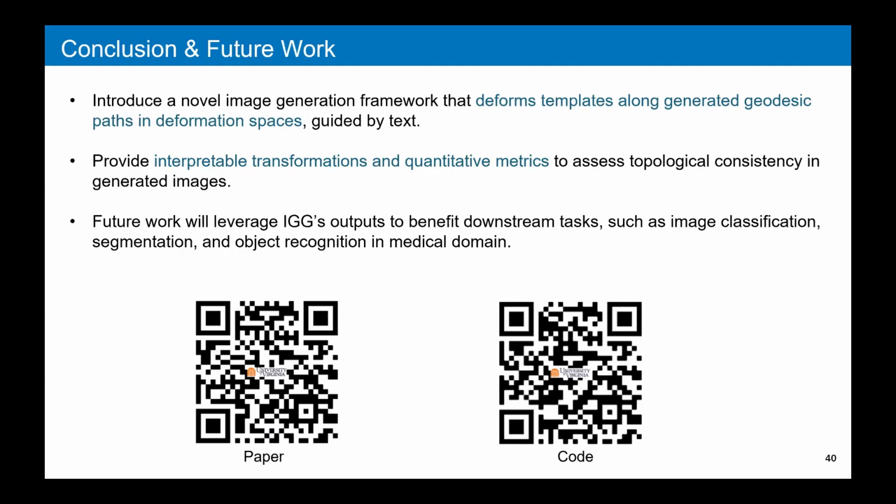The final takeaway of this work is we introduce a novel image generation framework that deforms the template along the generated geodesic pathways in the deformation spaces, guided by text. It provides interpretable transformations and quantitative metrics to assess the topological consistency in the generative images. Our future work will leverage IGG's output to benefit downstream tasks, such as image classification, segmentation, and object registration in the medical domain.